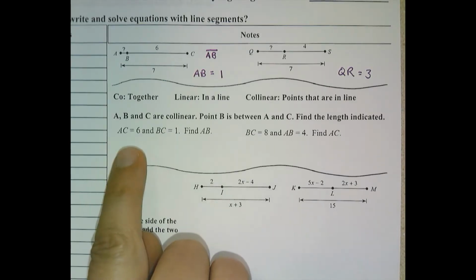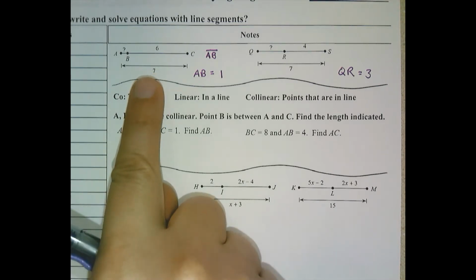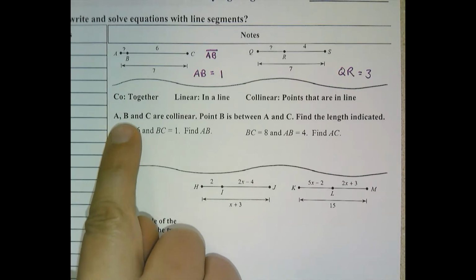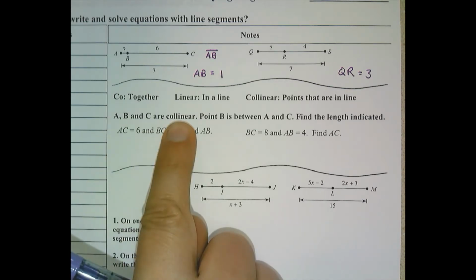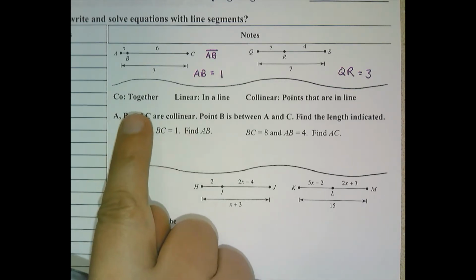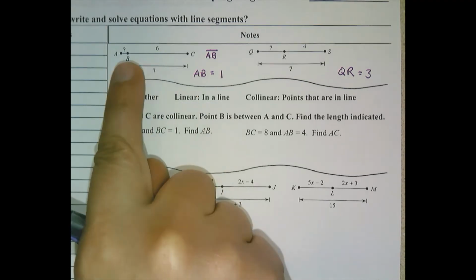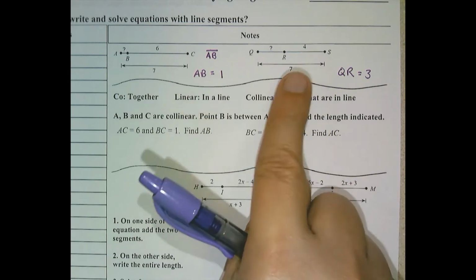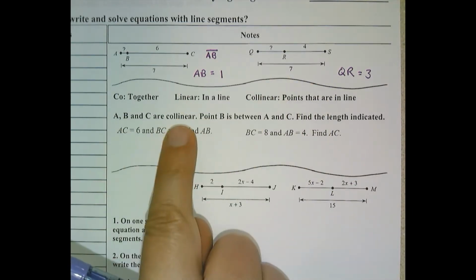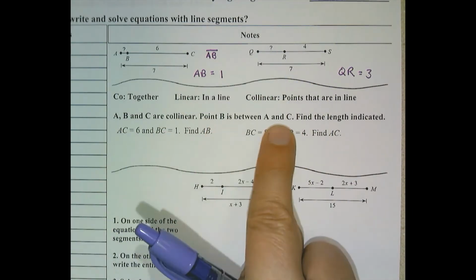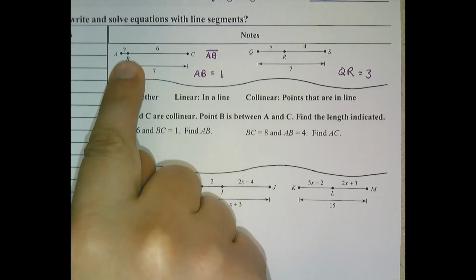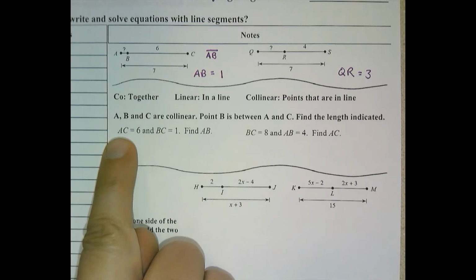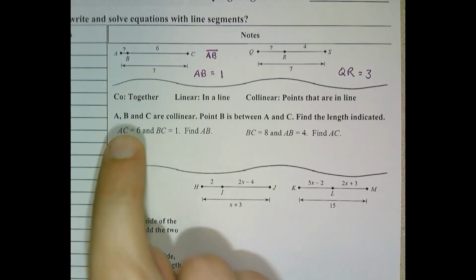Continuing on, in the next case we do not have diagrams. Instead we're just given the information, and we're told that A, B, and C are collinear. That means that they exist together in a line. In this case A, B, and C are collinear. Point B is between A and C. All right, just like that. Find the lengths indicated. So they tell us that the length AC is 6 units.